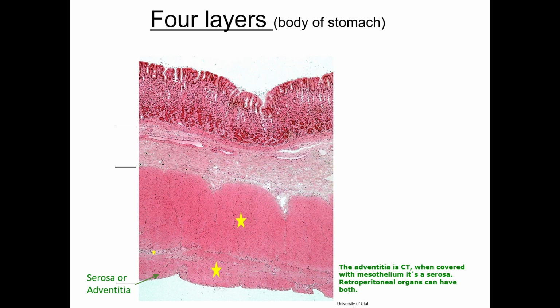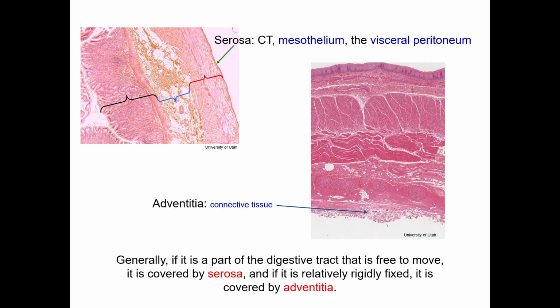In the regions of the digestive tract that are not suspended in cavities but are bound to adjacent structures, such as the esophagus, the serosa is replaced by an adventitia, a thicker connective tissue layer that merges with the adjacent tissue and lacks mesothelium. Some organs can have both a serosa and an adventitia in different parts. Here are two different examples. On the left, we see a thin serosa, while on the right, in the esophagus, you can see the thicker adventitial layer.